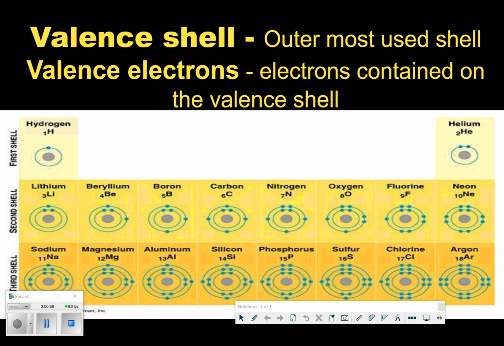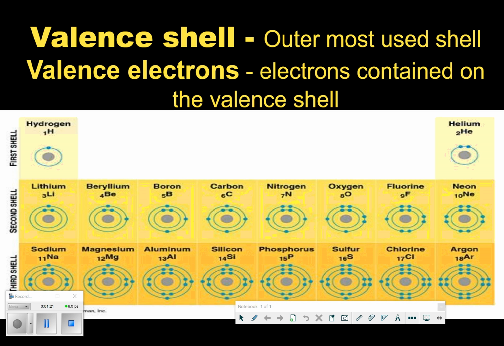So hydrogen has 1 valence electron. Helium has 2 valence electrons. Lithium has 1 valence electron. Beryllium has 2. Boron has 3. Carbon has 4. Nitrogen 5. Oxygen 6. Fluorine 7. Neon 8.